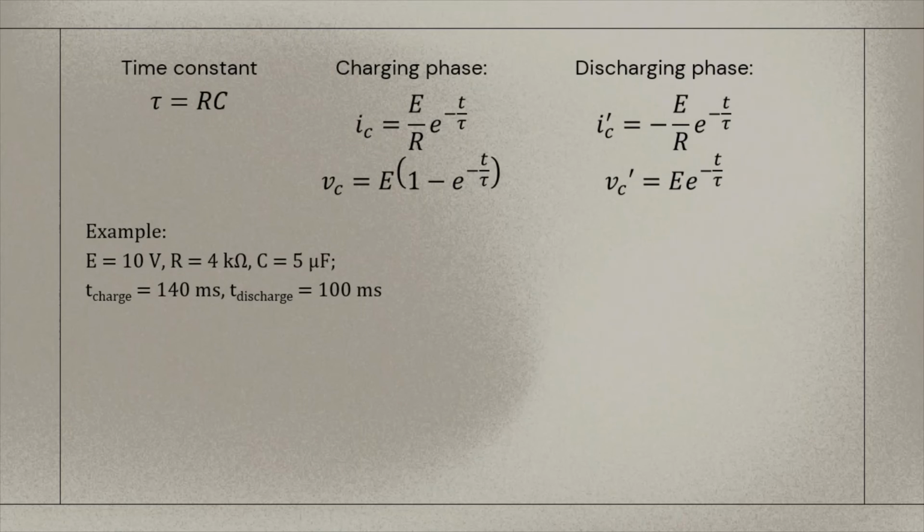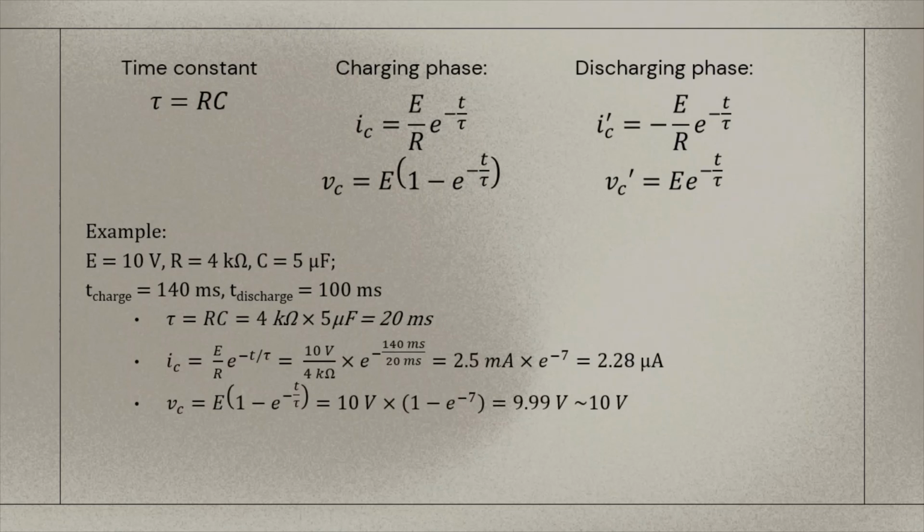If the source voltage is 10 volts, the resistance is 4 kilo ohms and the capacitance is 5 microfarads, the time constant will be 20 microseconds. That means after 140 microseconds, the current through C will be about 2.28 microamps, which is effectively zero, and the voltage across it is 9.99 volts, which is about that of the source.